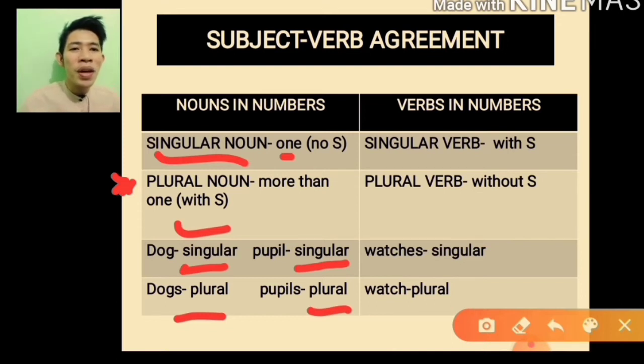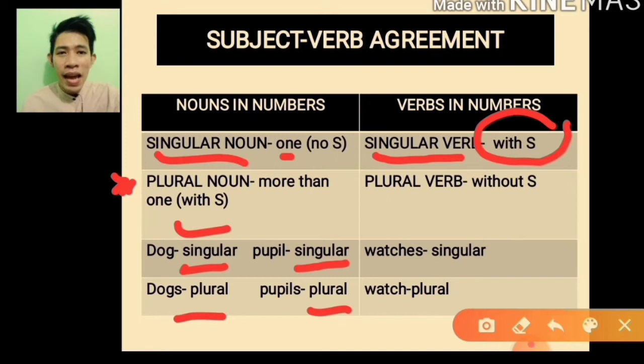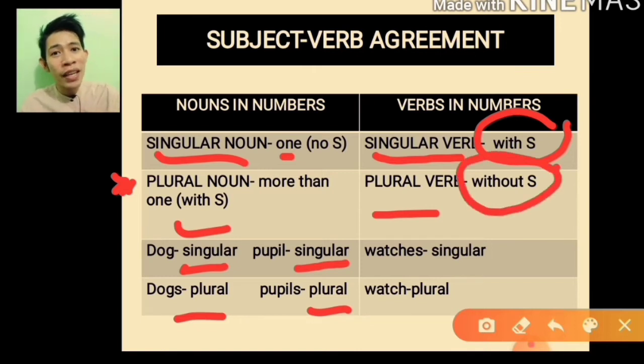Now, let's proceed with verbs in numbers. Actually, ang verbs in numbers, kabaliktaran siya kay nouns. Bakit? Kung ang singular noun walang S, ang singular verb naman may S. Okay, again, kung ang singular noun, no S, ang singular verb merong S. Kapag plural verb naman, no S. Unlike kay plural noun, meron siyang S. Kapag plural verb, wala siyang S.